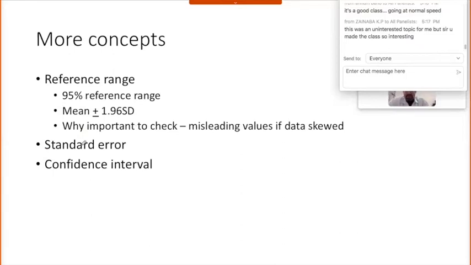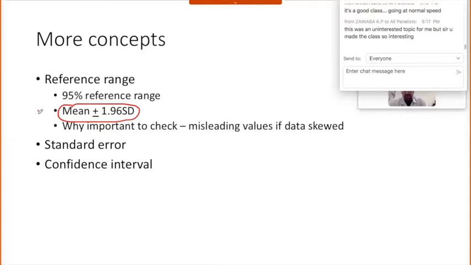Some more concepts, something called the reference range. Now, a reference range, they have already grilled these into you. There is the mean plus 1.96 standard deviation. So if you minus it, you will get a lower number. If you add 1.96 standard deviations, you will get a larger number.